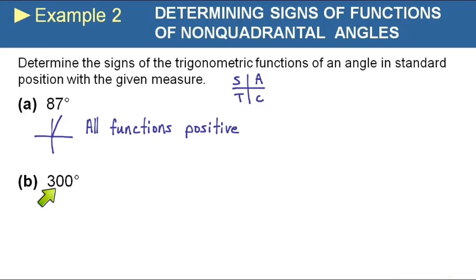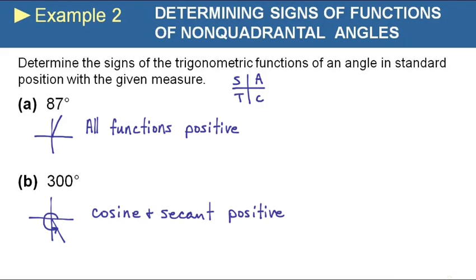And then for part B, the angle is 300 degrees, so let's draw 300. We know that at the negative y-axis we have 270, so 300 would be in quadrant 4. In quadrant 4, only cosine and its reciprocal are positive. So cosine and secant are positive, all the other functions are negative.